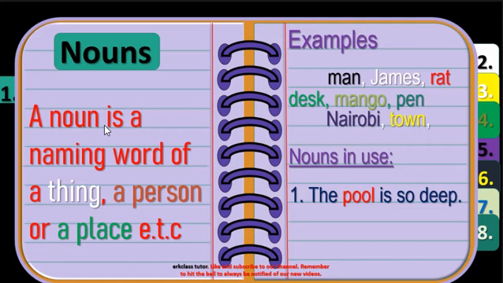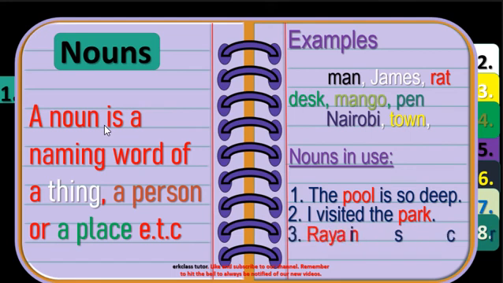To start with, in my first sentence, the pool is so deep. Pool is our noun. Number 2, I visited the park. Park is our noun in this sentence. Number 3, Ryan is crying. Ryan is our noun in this sentence.